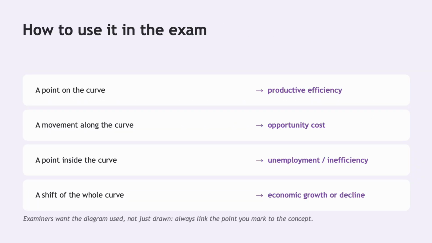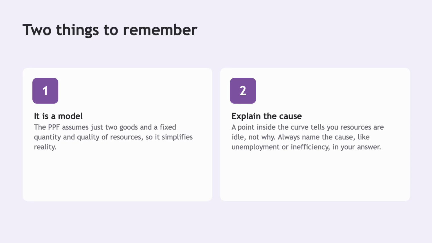In the exam, the PPF earns marks fast. A point on the curve shows productive efficiency. A movement along it shows opportunity cost. A point inside shows unemployment or inefficiency, and a shift of the whole curve shows growth or decline. Examiners want the diagram used, not just drawn, so always link the point you have marked back to the concept.